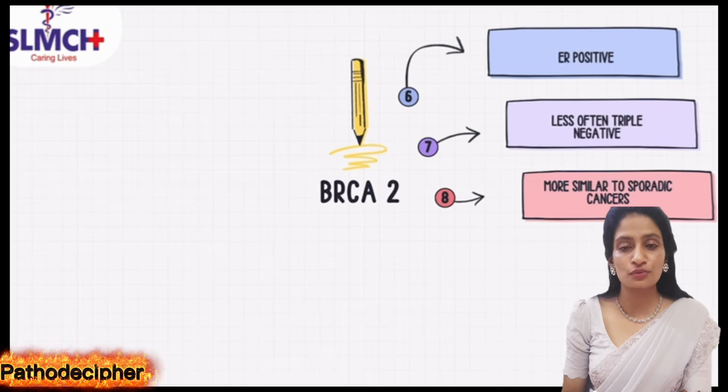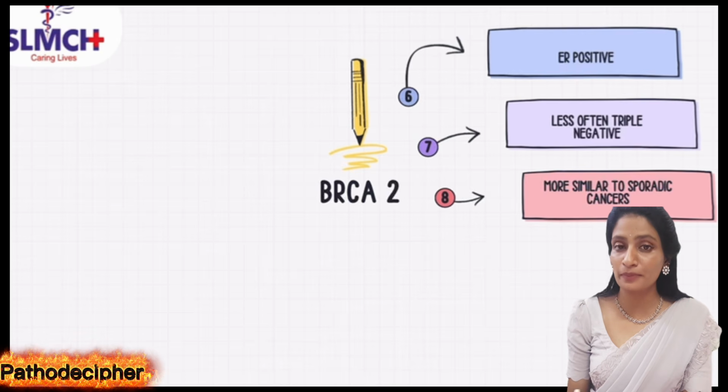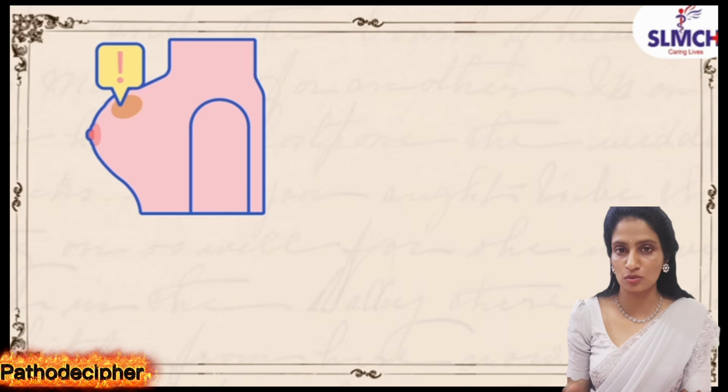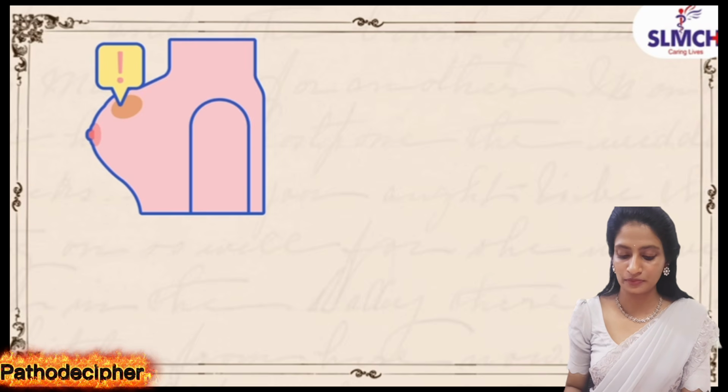If the tumor is BRCA2 positive, it will be either ER positive or less often triple negative, and more specifically similar to the sporadic cases. So that is what BRCA2 gene positive cases will reflect.